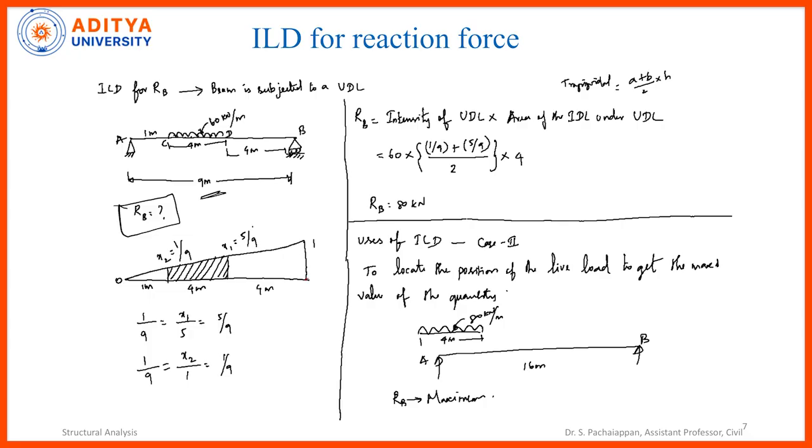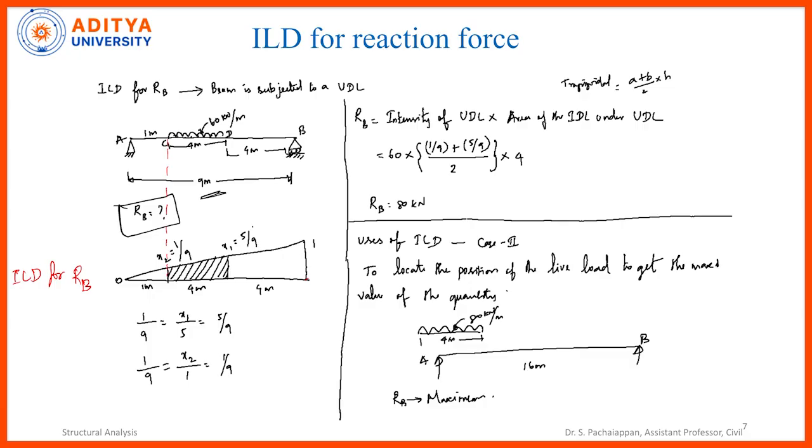So, this is the ILD for RB. I'll write here, this is the ILD diagram for RB. Now, what is the next step? I am going to project the loading, but that is the point load. For each and every point load I have drawn the ordinate. Here I need to draw the starting point and then the ending point of the UDL.